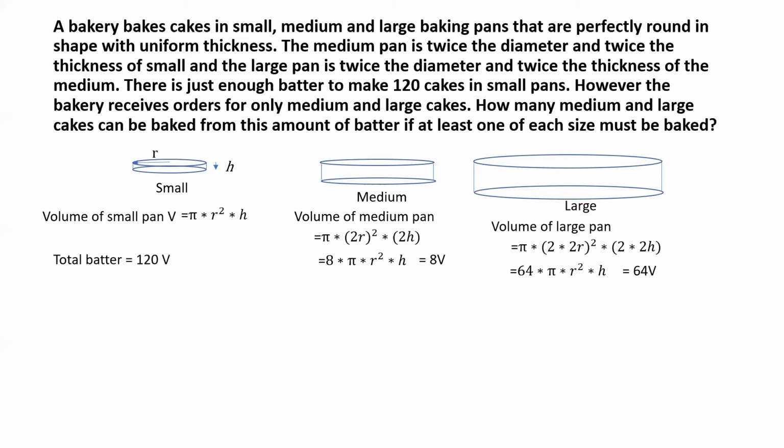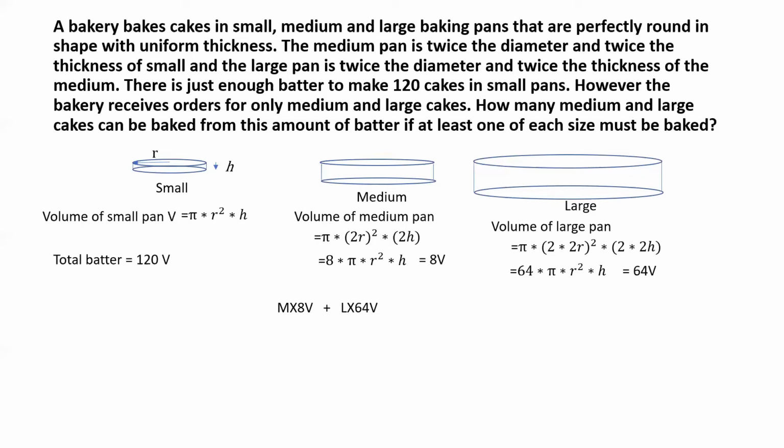So now we have to find out, with this amount of batter, how many medium and large cakes can be baked, right? So let's assume that with this amount of batter, we can bake M medium cakes and L large cakes. So for each medium cake that's baked in the medium baking pan, we need 8V amount of batter, because the volume of the medium pan is 8V. And similarly, for each large cake that we bake, we need 64V amount of batter, right?